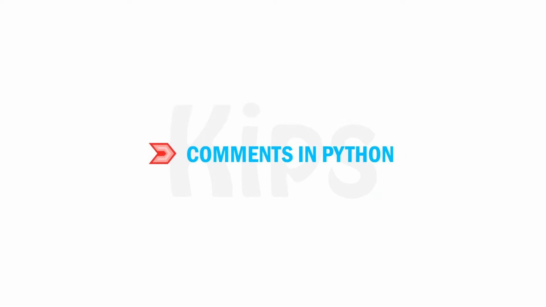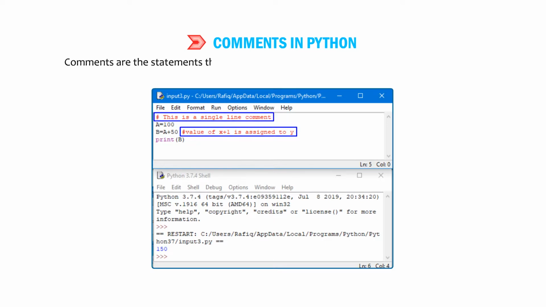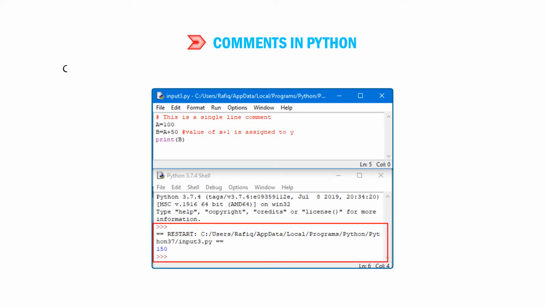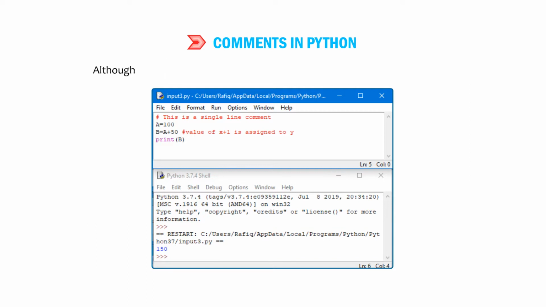Students, now let us talk about comments in Python. Comments are statements that are added to a program with the purpose of making the code easier to understand. Compilers and interpreters generally ignore comments during the execution of the program. If you add comments to your Python program, Python will not show the text written in the comments in the output. Although comments are optional, they are needed from the user's perspective.